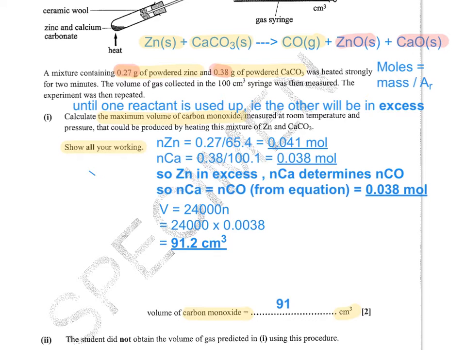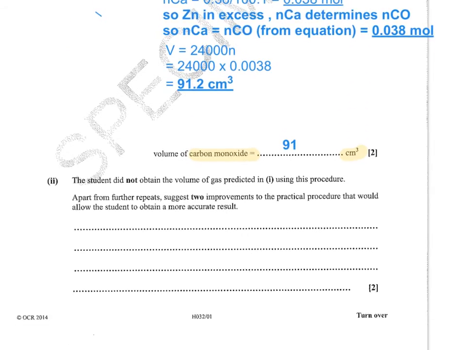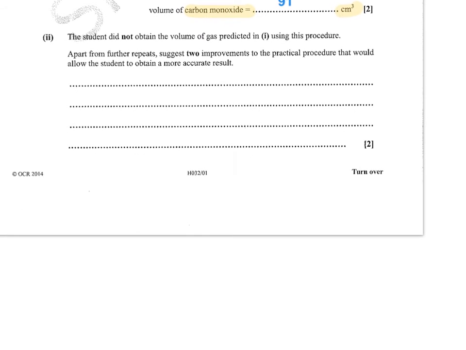Okay, so we need to move the page up a little bit to look at the next part of the question. So it says the student did not obtain the volume of gas predicted. So apart from further repeats, so in other words, don't default to just repeating it to get an average, suggest 2 improvements to the practical procedure that will allow the student to obtain a more accurate result. So let's have a look at this. Let's have another little read of the question.